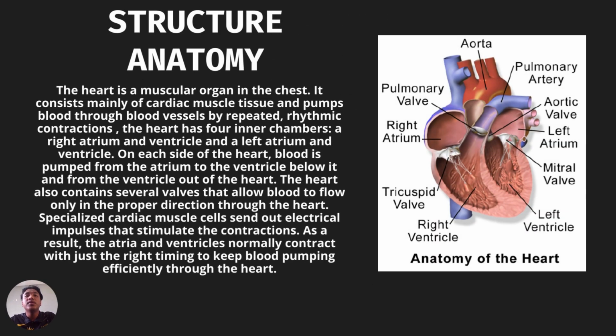Next, we're gonna move into the structure or anatomy. The heart is a muscular organ in the chest. It contains mainly cardiac muscle tissue and pumps blood through blood vessels by repeated rhythmic contractions. The heart has four inner chambers: a right atrium and ventricle and a left atrium and ventricle. On each side of the heart, blood is pumped from the atrium to the ventricle below it and from the ventricle out of the heart. The heart also contains several valves that allow blood to flow only in the proper direction through the heart.